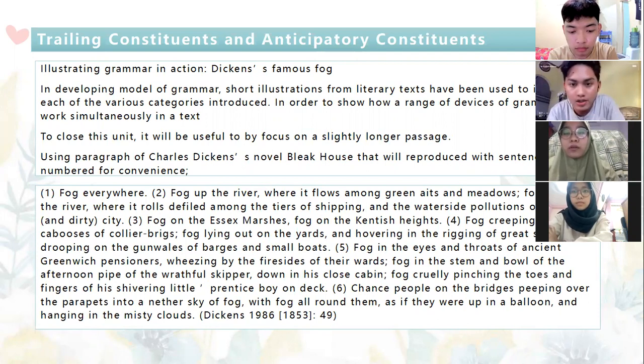Fog in the eyes and throats of ancient Greenwich pensioners, wheezing by the firesides of their wards. Fog in the stem and bowl of the afternoon pipe of the wrathful skipper, down in his close cabin. Fog cruelly pinching the toes and fingers of his shivering little apprentice boy on deck. Chance people on the bridges peeping over the parapets into a nether sky of fog, with fog all round them, as if they were up in a balloon and hanging in the misty clouds.